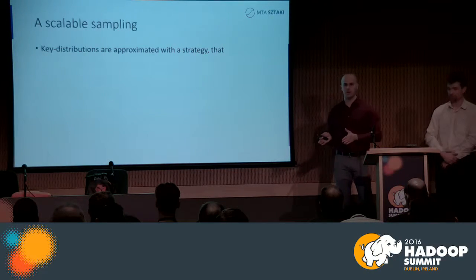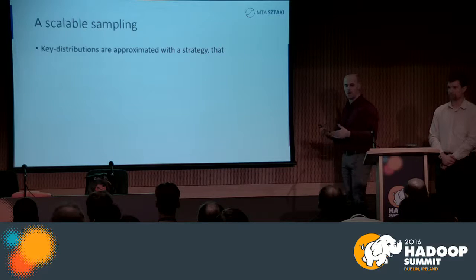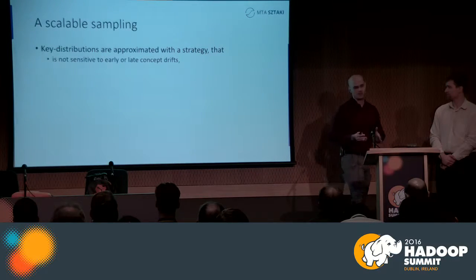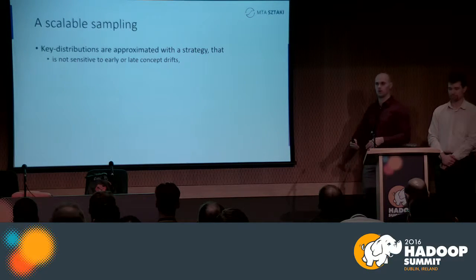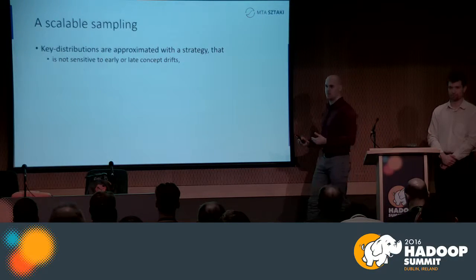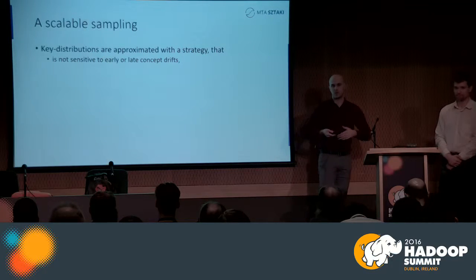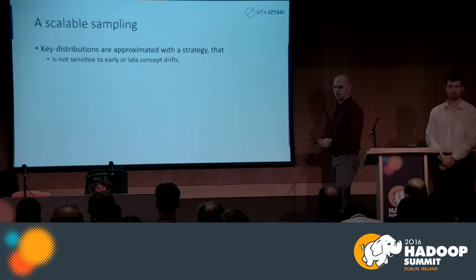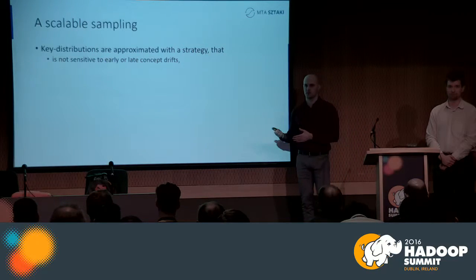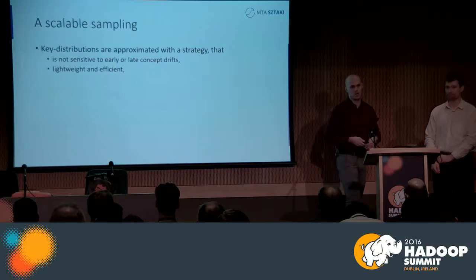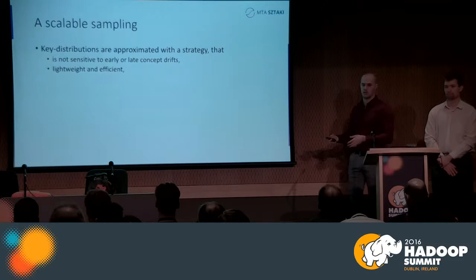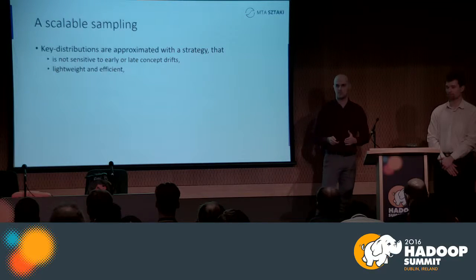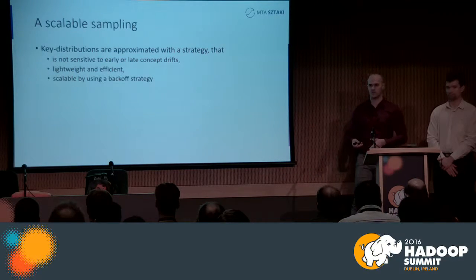So the goal here is to somehow approximate the key distribution with a nice strategy that is not sensitive to early or late arriving keys. Because if we have a streaming use case, we need to prepare for so-called concept drifts that can happen. It also needs to be lightweight and efficient, because we don't want to put too much overhead on our system. And it also needs to be scalable.